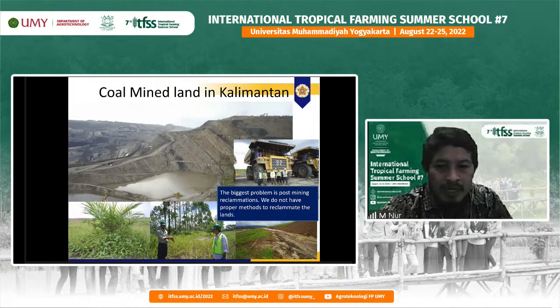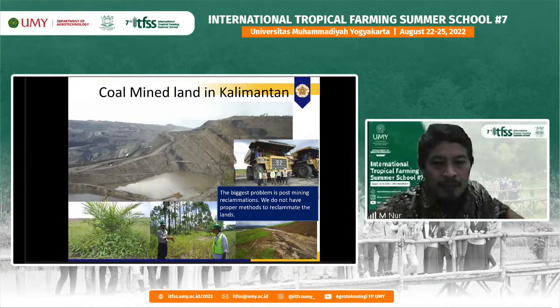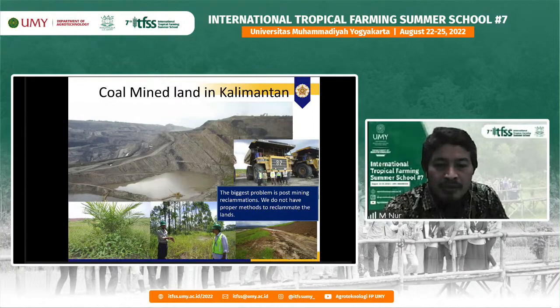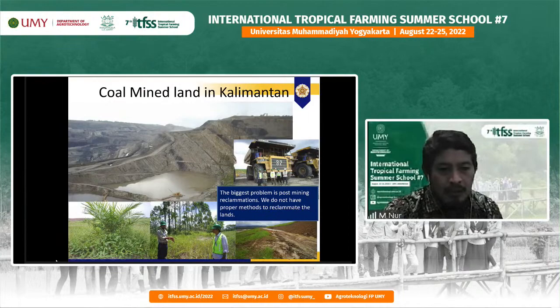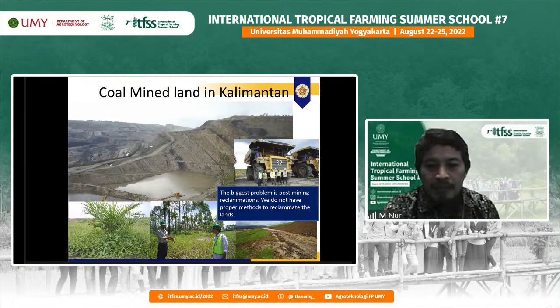And this one is a problem in mining land in Indonesia because the company didn't care about reclamation. For example, this one is palm oil. This area has no soil, no soil and very hard, so palm oil cannot grow very well. Actually, this one is 2 years old, but still very bad growth.